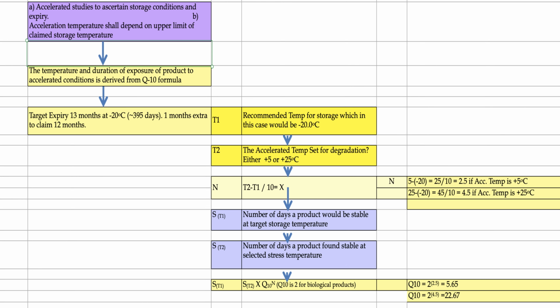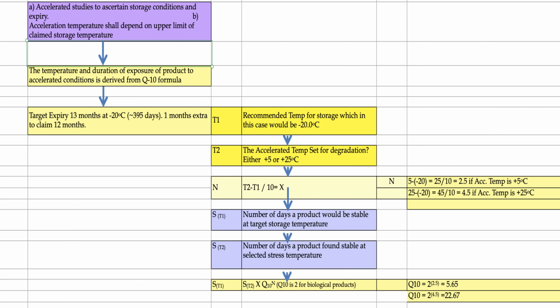Q10 formula. Now assuming you as a manufacturer have manufactured an RT-PCR kit which claims a storage condition of a temperature of minus 20 degrees Celsius, claiming a shelf life of 12 months. But in order to claim this shelf life of 12 months, I as a manufacturer need to perform the accelerated stability studies for a minimum of 13 months, 1 month as a safer side, as a backup. So in this case, my target expiry would be 13 months in calculating the accelerated stability studies, not the 12 months.